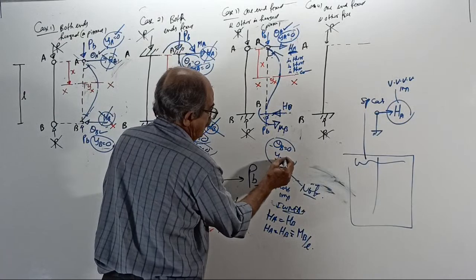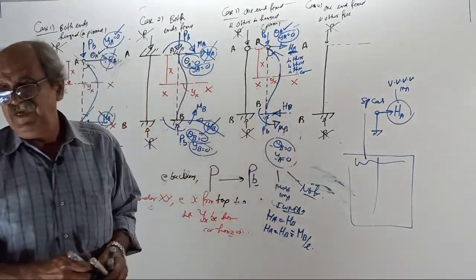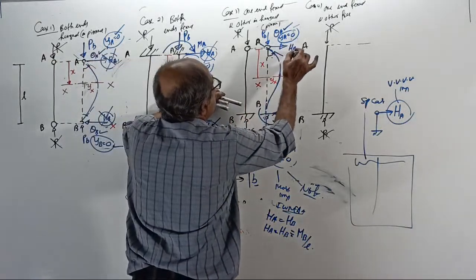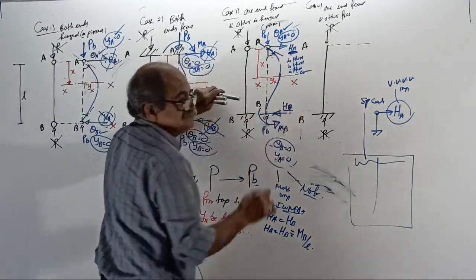Then YA is 0. Clear? This is the most important. This HA, important. Clear?